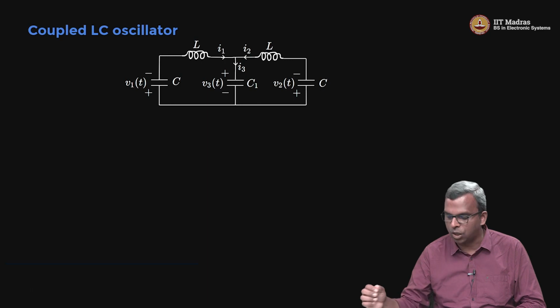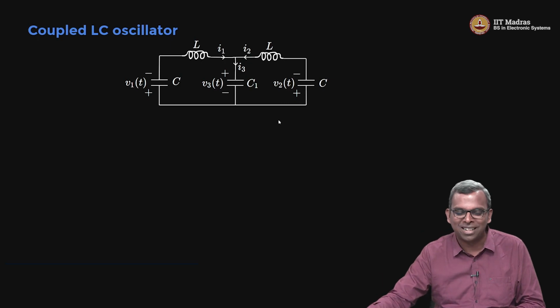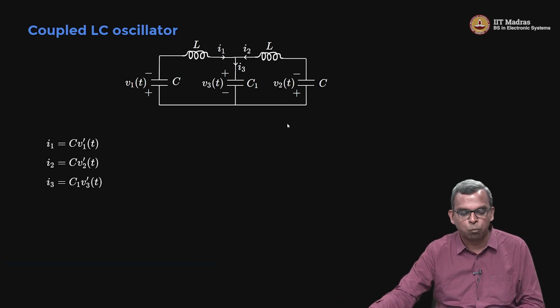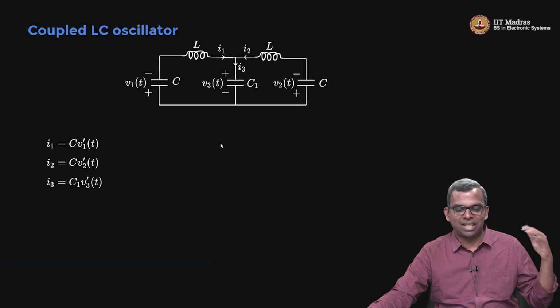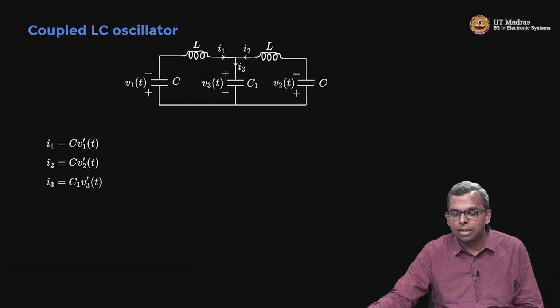So how do you write this down as an equation? And where is the symmetric matrix going to come into this picture? You'll be surprised by the way the symmetric matrix will enter the picture here. So let's see that. The first equations are very easy to write down. I1 is C V1 prime, I2 is C V2 prime, and I3 is C1 V3 prime. That's just the current equation through the capacitance.